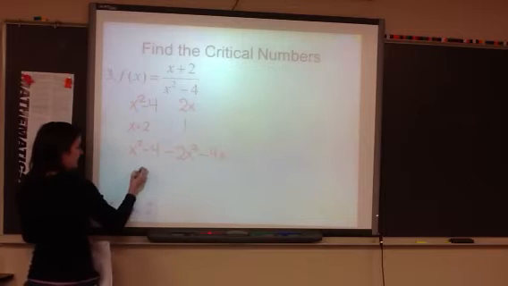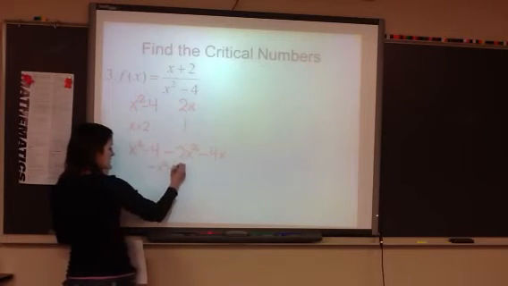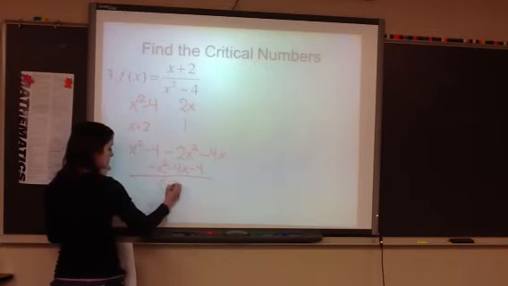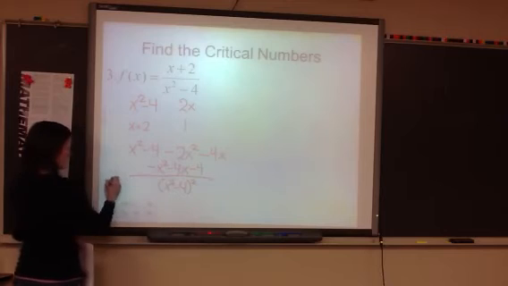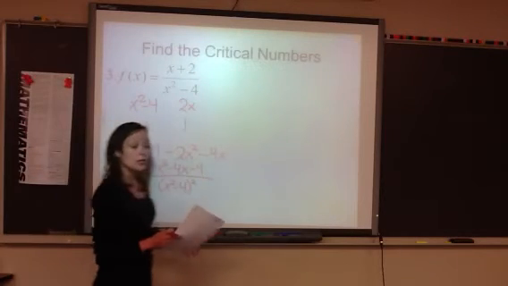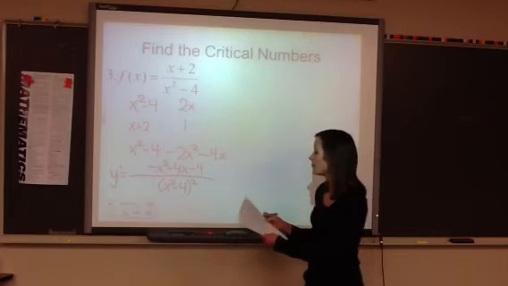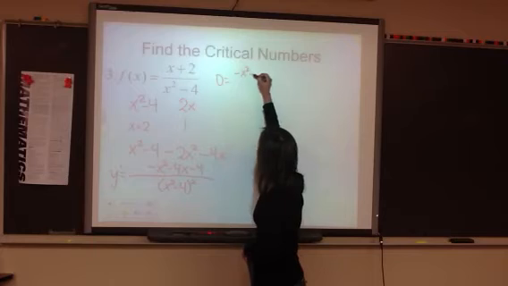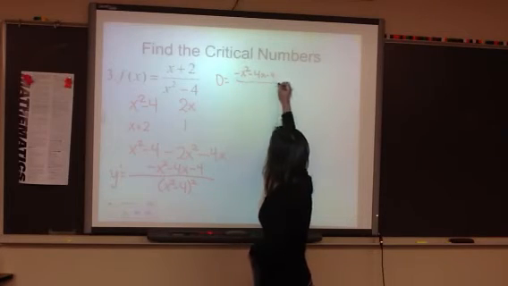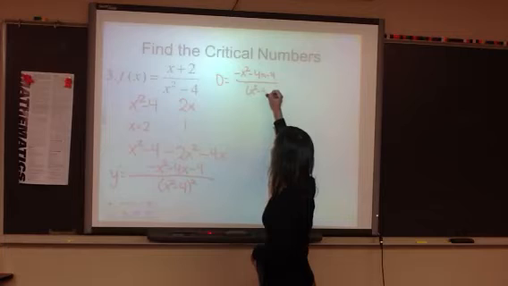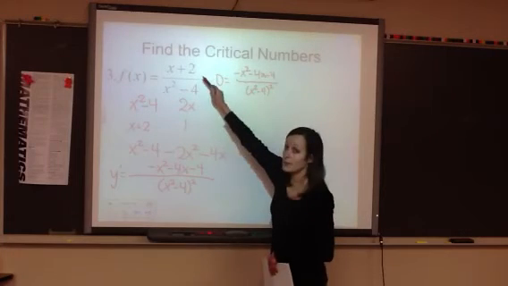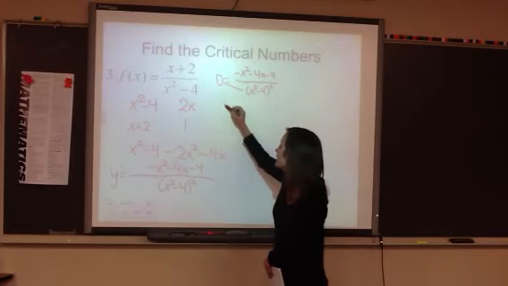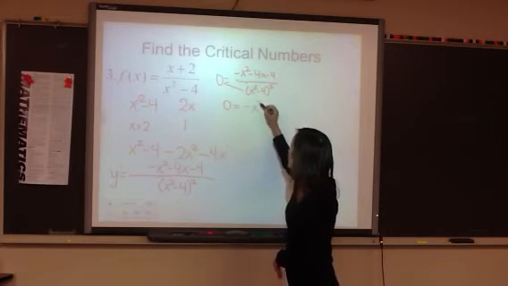So here I'm going to simplify. So I got negative x squared minus 4x minus 4 all over the bottom squared. And that's my derivative. From there, you set your derivative equal to 0. So we got 0 equals our derivative. To solve for x, we are going to multiply by our denominator. So if I take 0 times that, I get 0. Then we have our numerator.